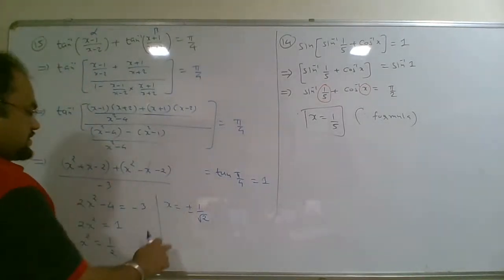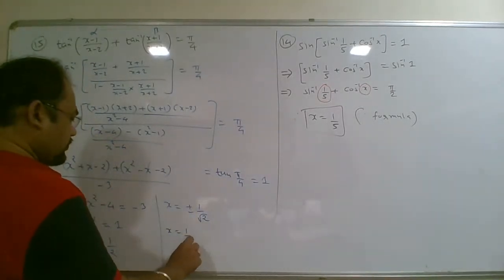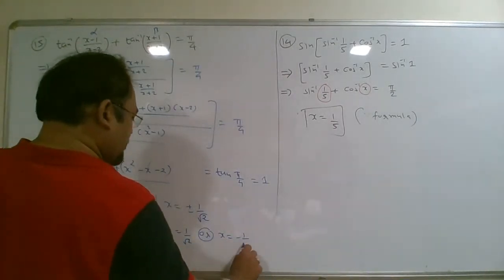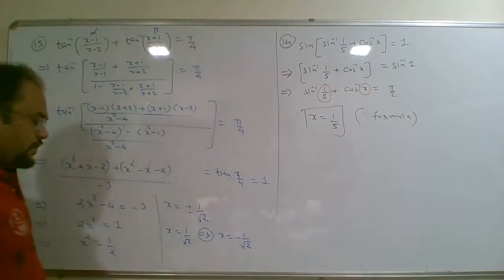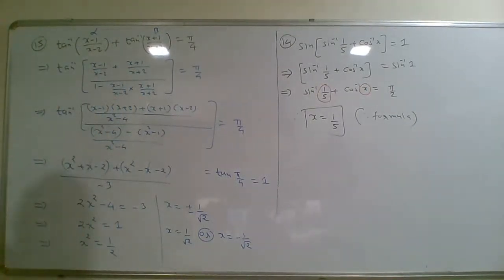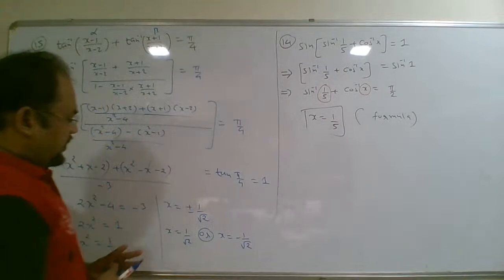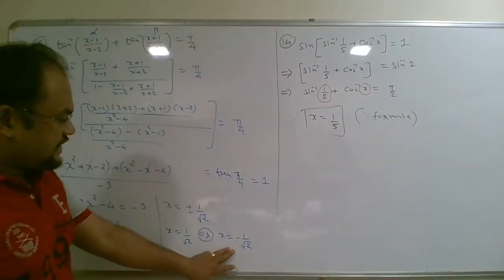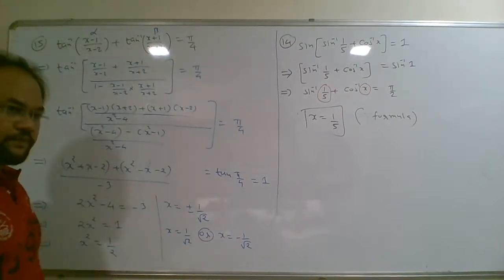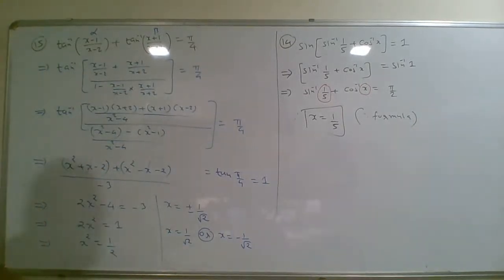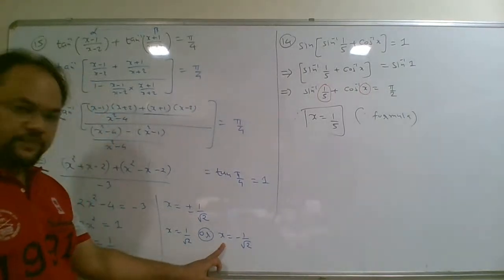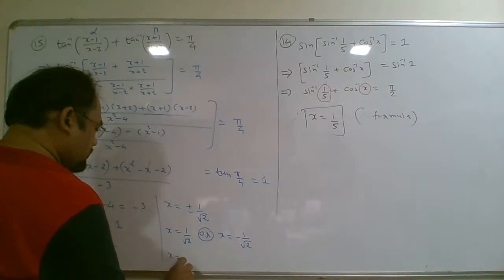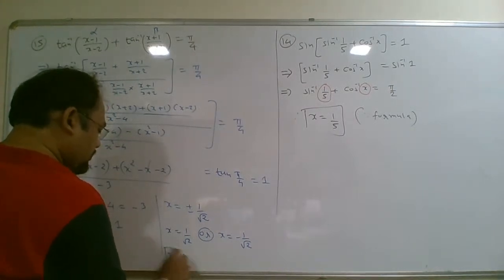So we have two cases, x equal to 1 upon root 2 or x equal to minus 1 upon root 2. And if you want to verify this, put x equal to 1 upon root 2 here, first case, and second case x equal to minus 1 upon root 2. Clear? So minus 1 upon root 2 will not be satisfied. So final answer is what? x equal to 1 upon root 2.